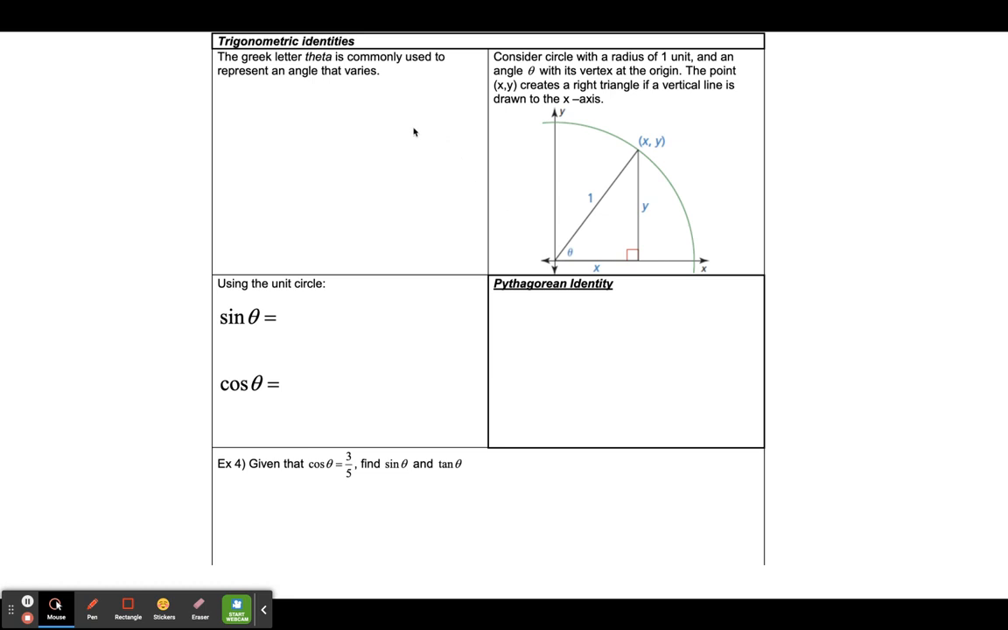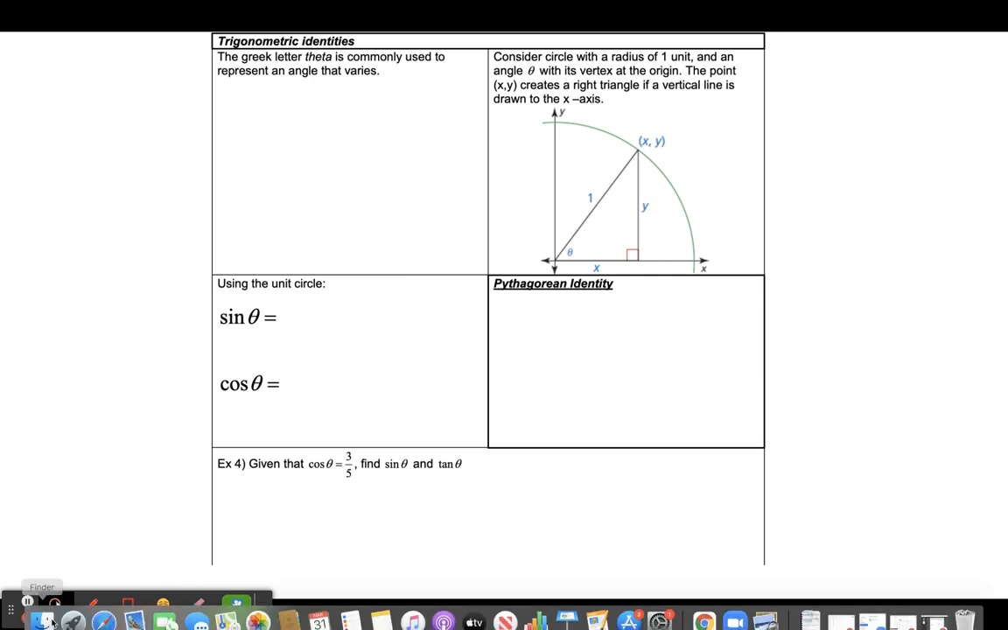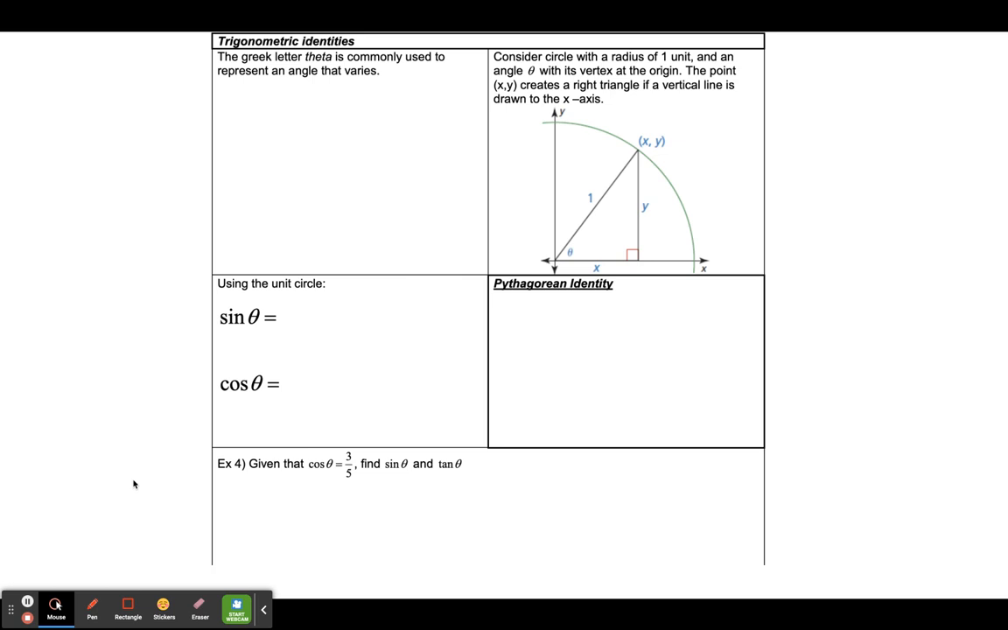Okay, so this first box is just a reminder to you about the Greek letter theta. And remember, that is just what we're going to be using whenever we're talking about the angle. Theta just means that the angle can vary in its degrees depending on the length of your base and the length of the height of your right triangle.